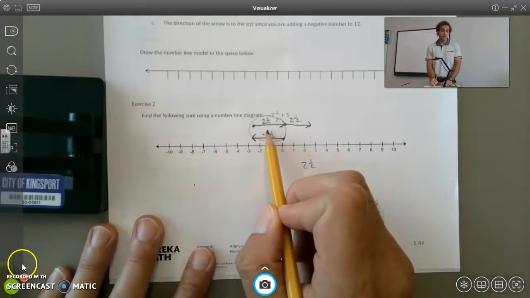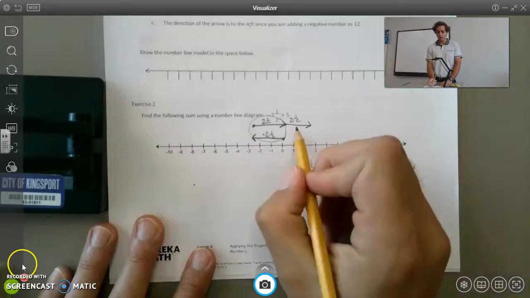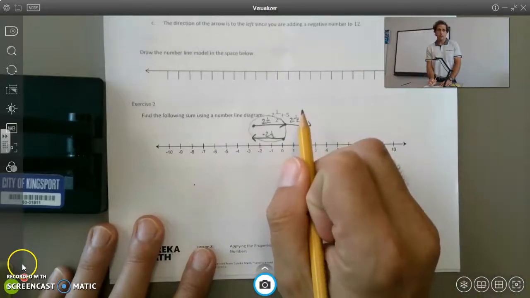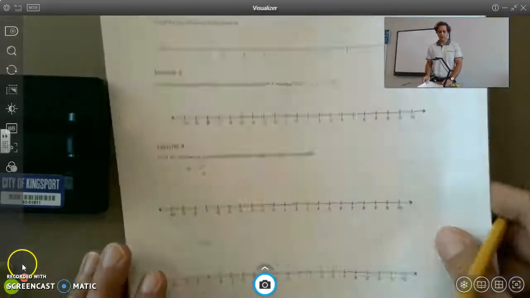Maybe you'd like to think about it this way. You can also think about it if you wanted to break this vector up in, well, let me show you that on a different example. I've got some other examples we can look at.